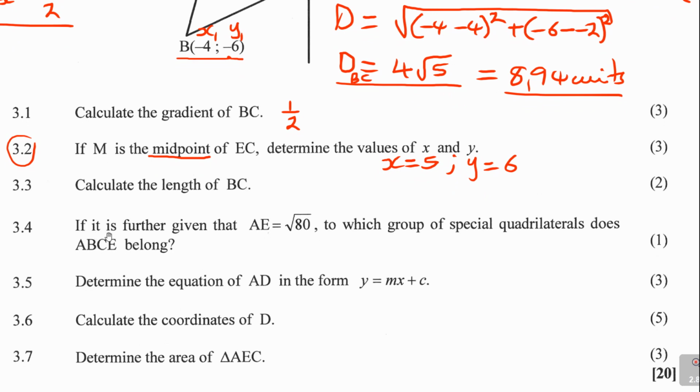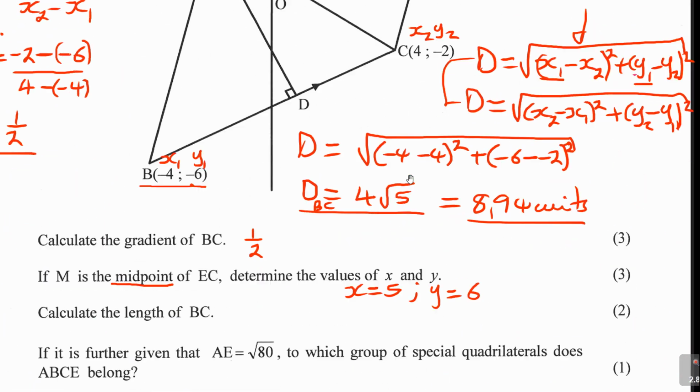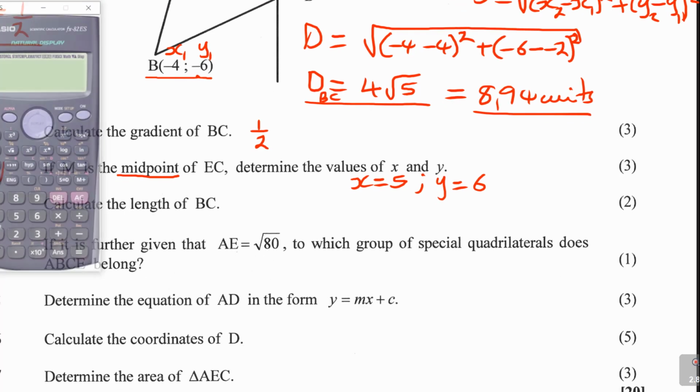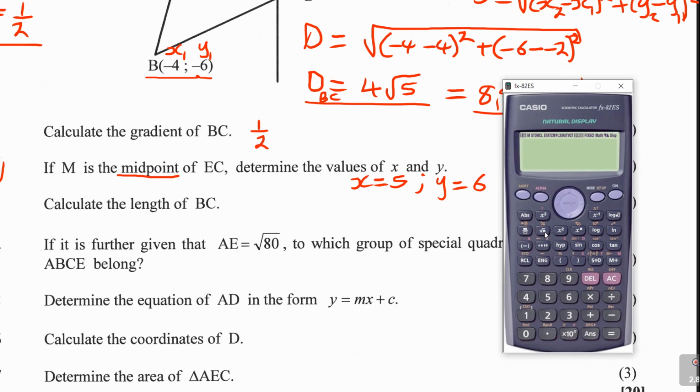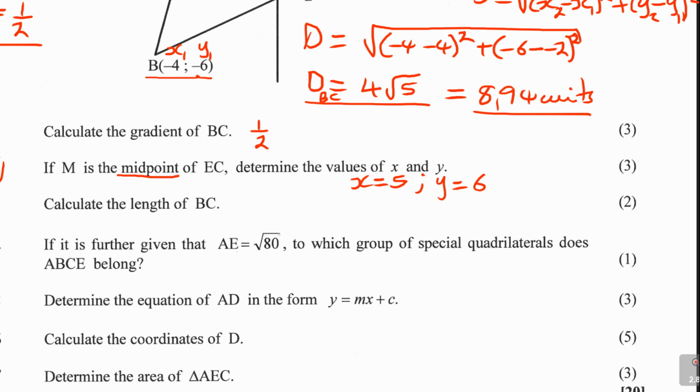It says if it is further given that AE is equal to the square root of 80. So let's look at AE. This is the distance AE. So they're saying AE is equal to what? The square root of 80. To which group of special quadrilaterals does ABCE belong? So now let's look at what is the square root of 80. If you say the square root of 80 equal to, you see, I'm still getting the same answer I got for BC, which is 4 root 5. So here, the square root of 80 is the same as 4 square root 5. And BC was also 4 square root 5.